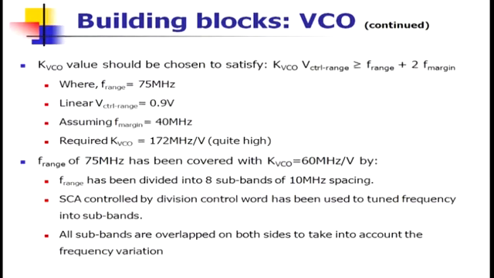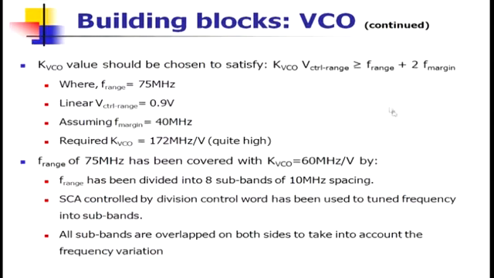So, you have to recalculate. Then this F range, how will you recalculate? I am giving you the concept that, instead of tuning over a wide range of 75 megahertz, I can make subbands. Immediately there are 8 such subbands with, say, 10 megahertz spacing, and then your KVCO can be limited to 60 megahertz.